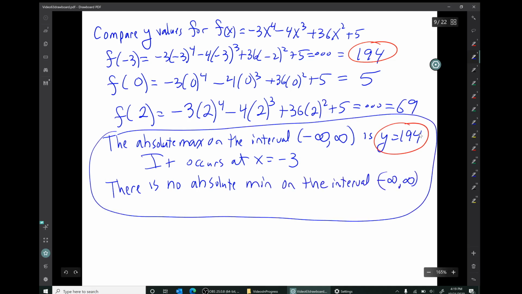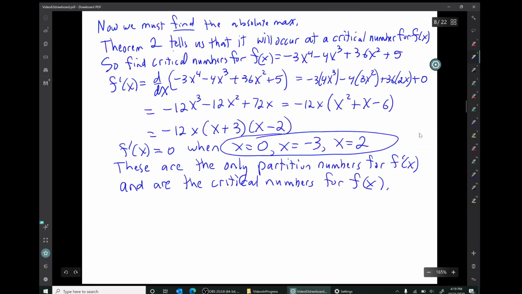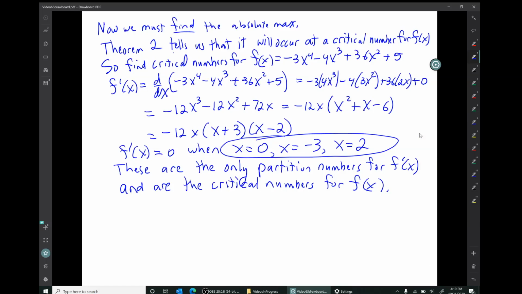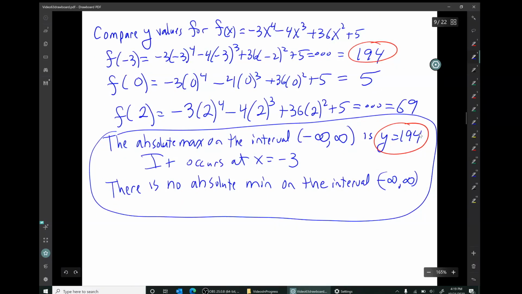So there's our conclusion. Again, we first reasoned that there had to be an absolute max and there would not be an absolute min, and then we used Theorem 2 to tell us that the absolute max would have to occur at a critical number. So we found the critical numbers, and there were 3 of them, and we compared the y values at those 3 critical numbers. There were these 3 y values. Now notice that I did not go through the details of these calculations here and here. This is arithmetic. It's a prerequisite for this course.